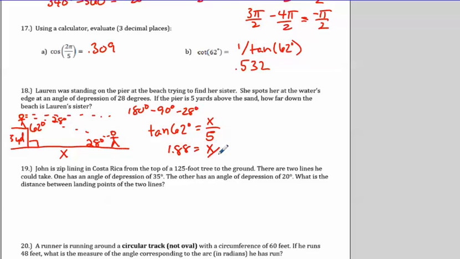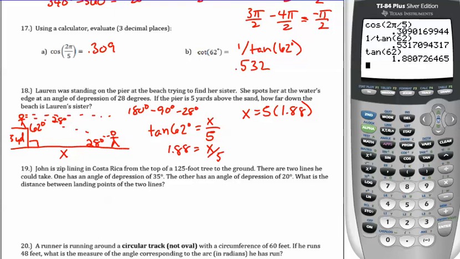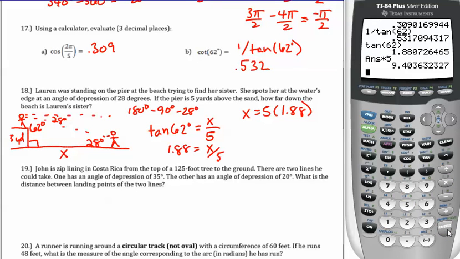Equals x over 5, and then I want to multiply both sides by 5, so I have x is equal to 5 times 1.88. So I get about 9.40 yards.